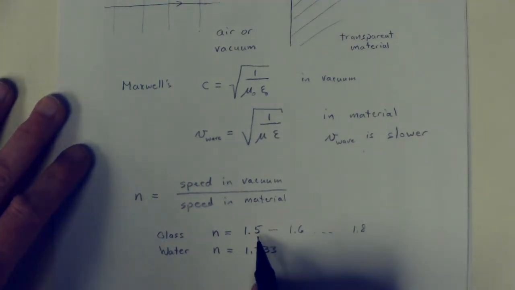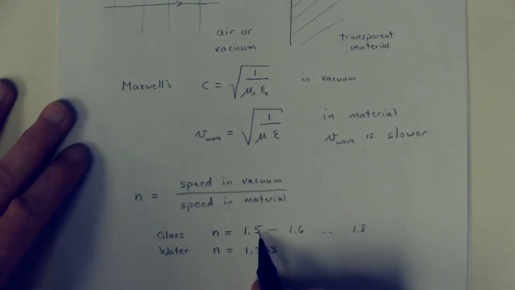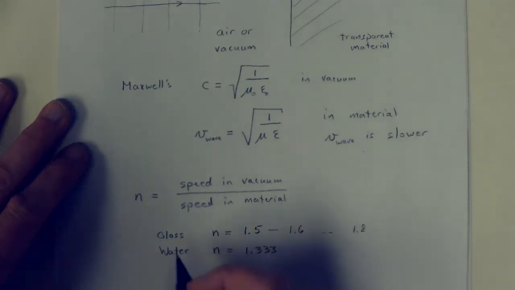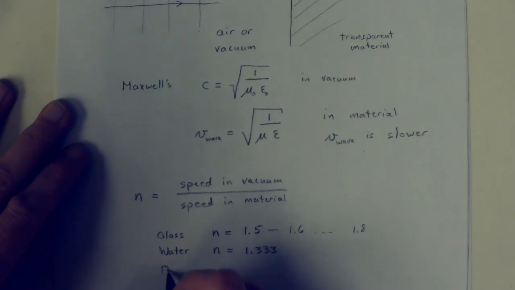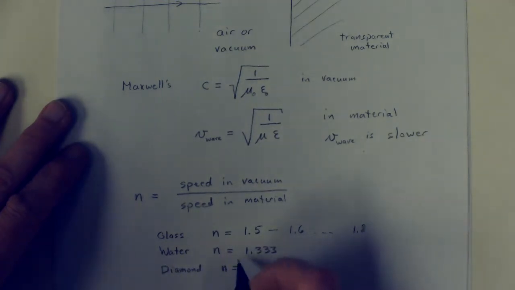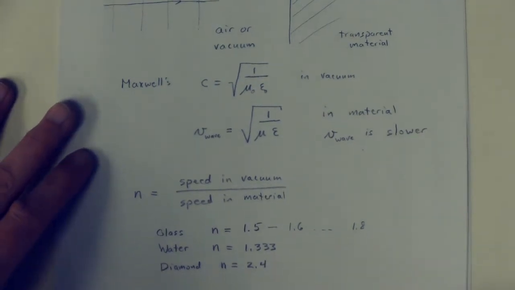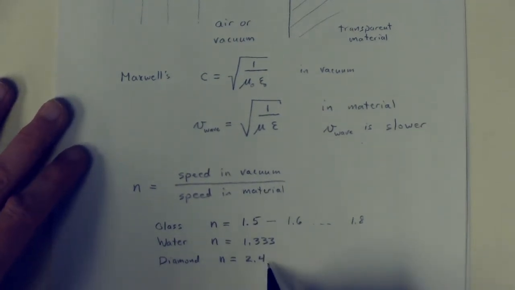And so you should realize this means that in glass, the light is traveling slower than it is in water. Water is closer to the vacuum value. On the other hand, to go the other direction, we can talk about diamond. Diamond has an index of refraction of 2.4. So the speed of light in diamond is much, much slower. It's almost 2.5 times slower than it is in vacuum.